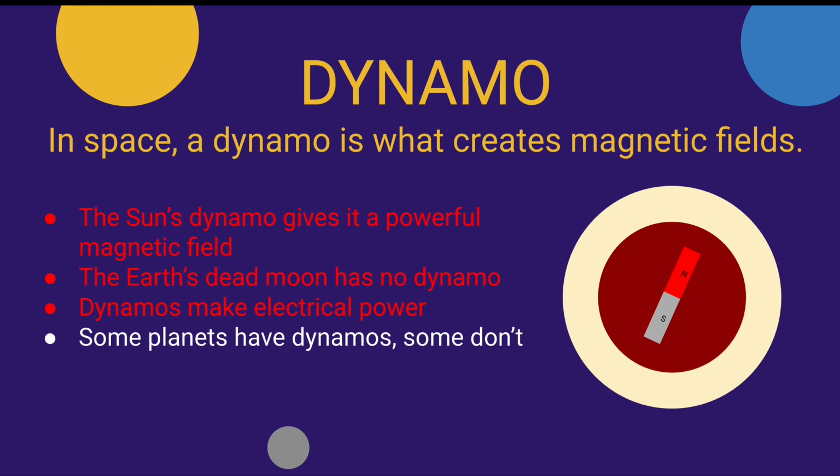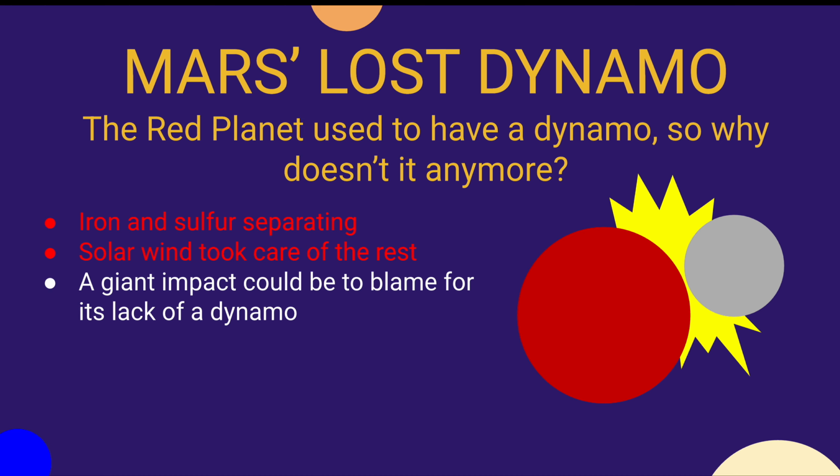What's the definition of dynamo in this context? Well, in space, a dynamo is what creates magnetic fields. The sun's dynamo gives it a very famous and powerful magnetic field. The moon, however, if we're speaking about Earth's moon, has no dynamo. The power of a dynamo is electrical. And note that some planets have dynamos and some don't. I'm looking at you, Venus. I'm also looking at you, Mars, because it's time to move on to the third question.